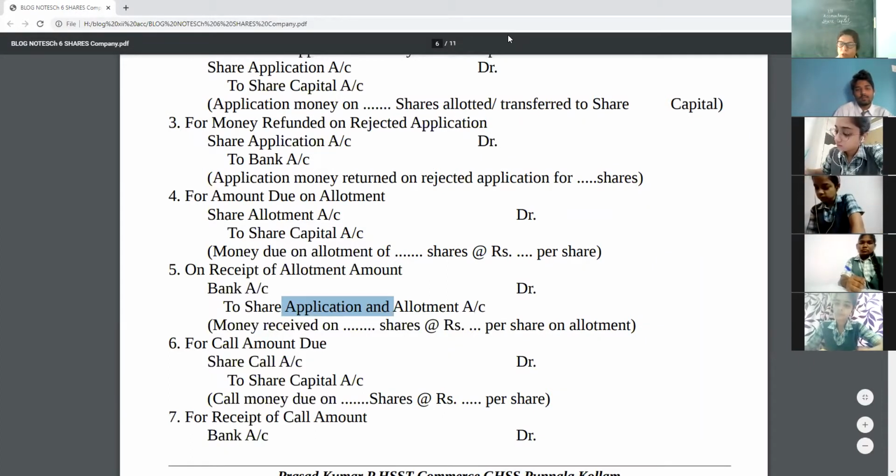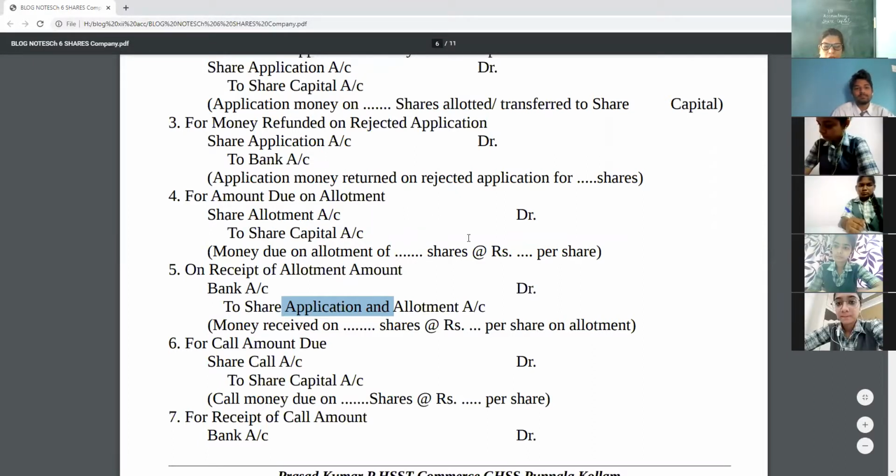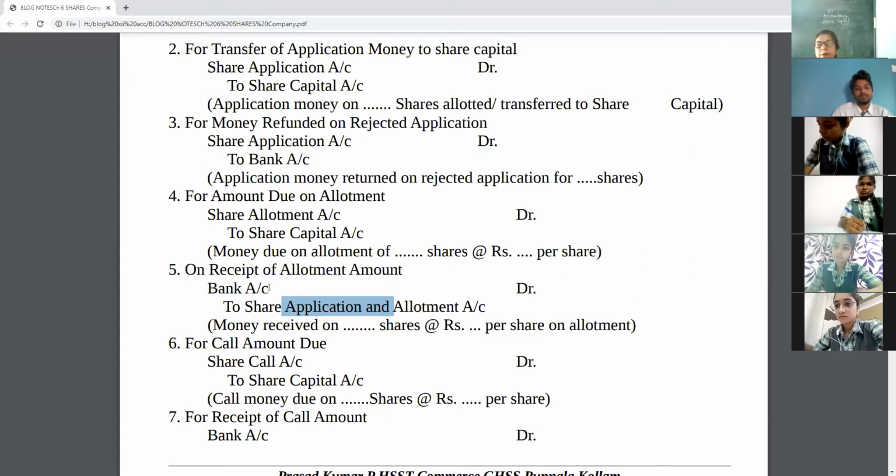See, share allotment due and share allotment money received. Very easy to understand. Here allotment due and allotment is the part of share capital. That's why allotment debit and share capital credit. Now the next step, company will receive the allotment money. Thousands or lakhs of shareholders send the allotment money to the company. So now again bank account debit.